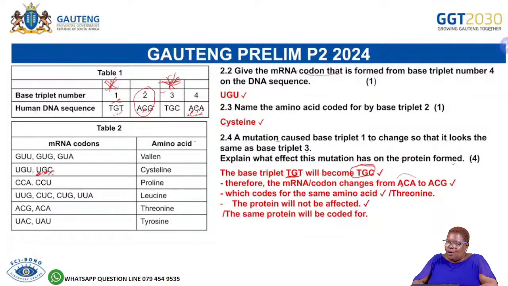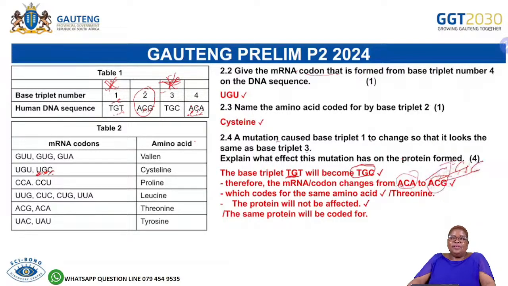Therefore, the mRNA codon changes from ACA. How do we get the ACA? Remember, you look at this codon there, TGT. So T will go with A, G with C, T with A. This is an approach that you can use. And then it changes from ACA to ACG. How do we get the ACG? Remember, we've got T, G, C. So it will become ACG.